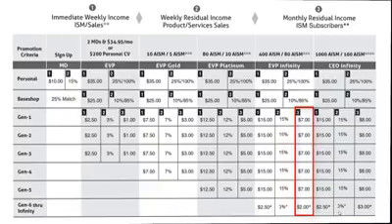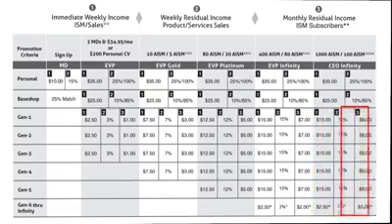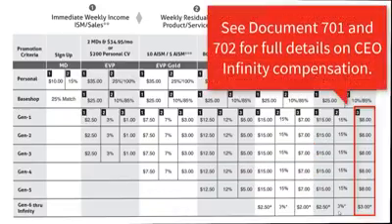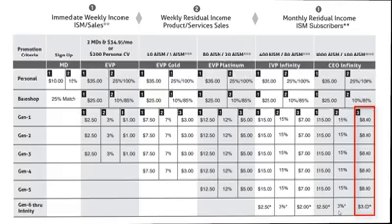A qualified CEO Infinity is eligible to earn EVP Infinity commissions plus $1 per month for each active Dream Team residual membership renewal through Infinity down to the next qualified CEO Infinity. Then 50 cents per month for each active Dream Team residual membership renewal through Infinity down to the next qualified CEO Infinity.